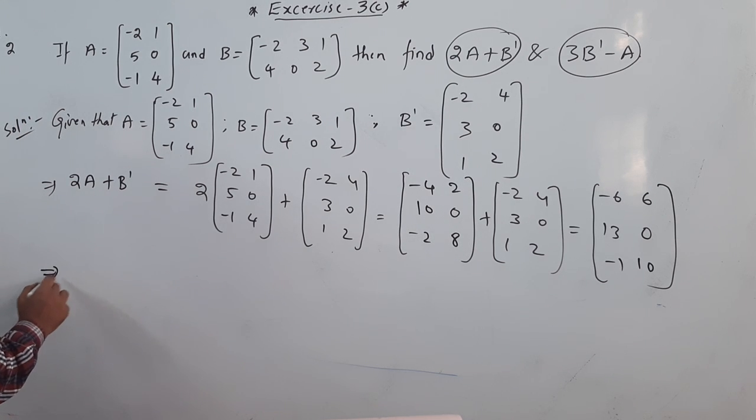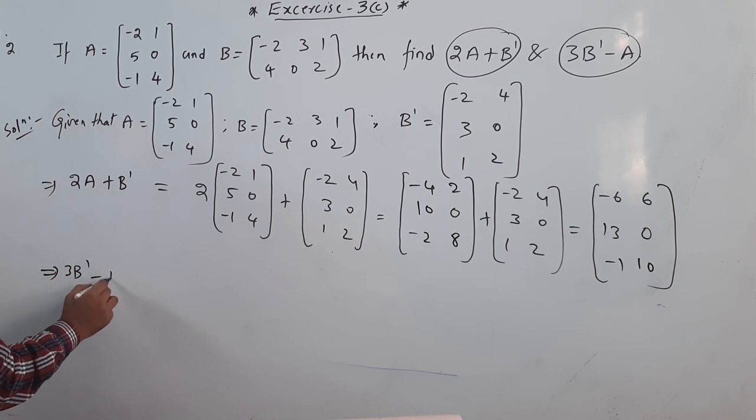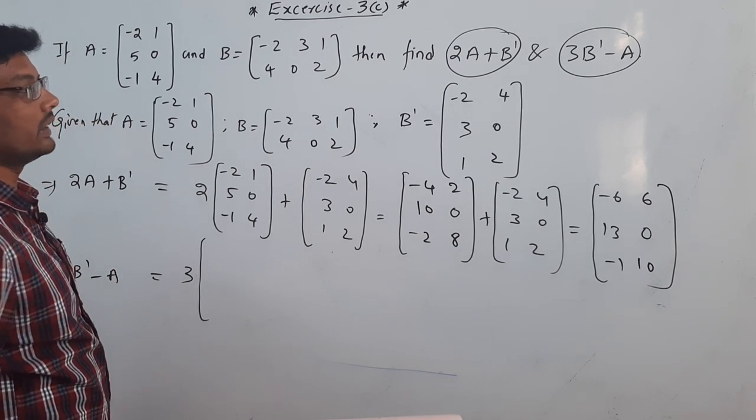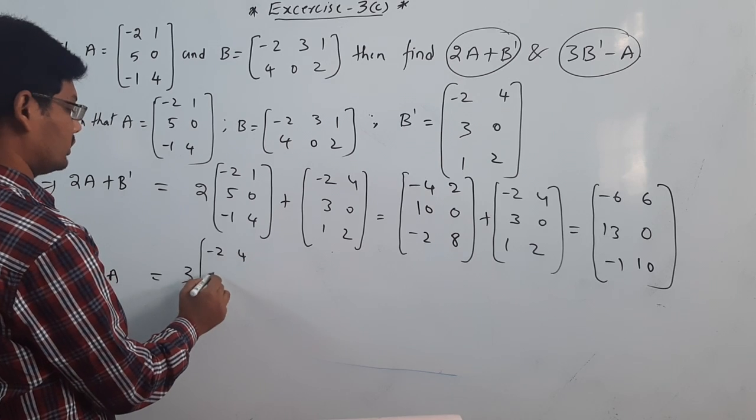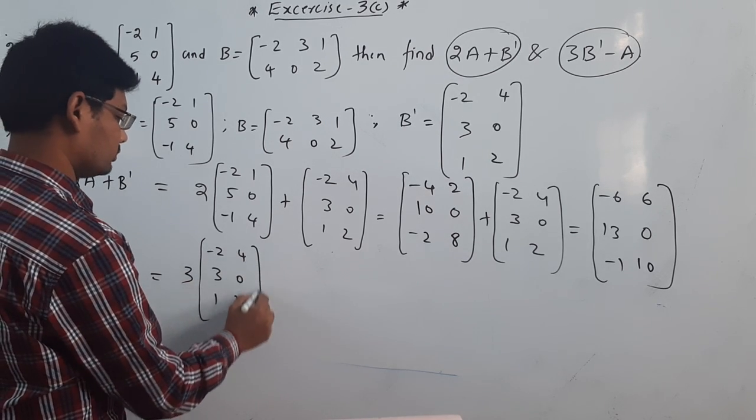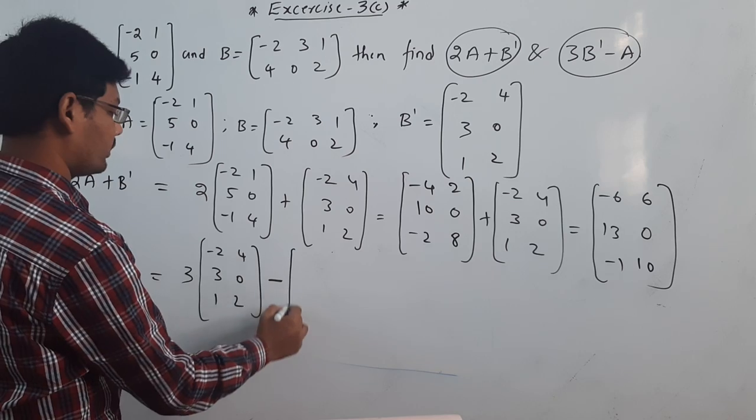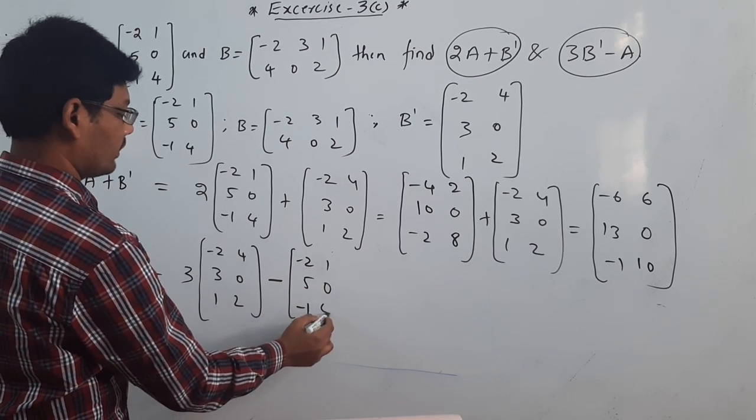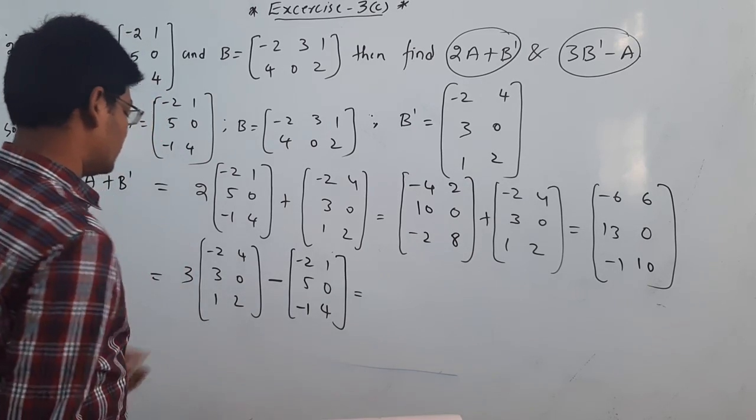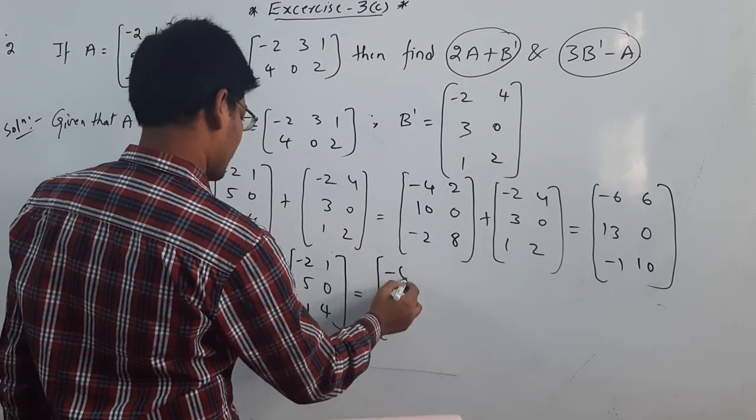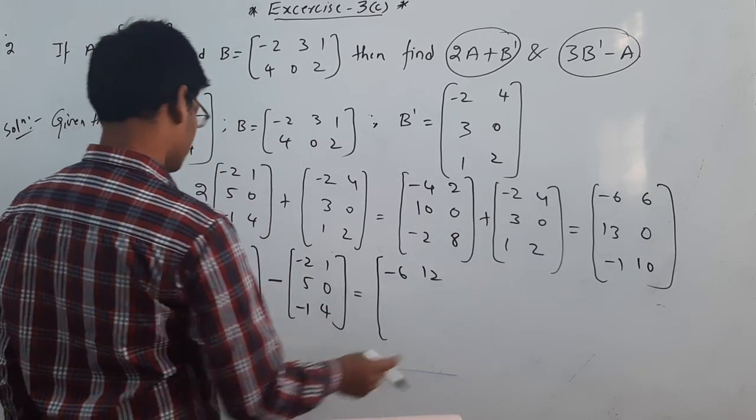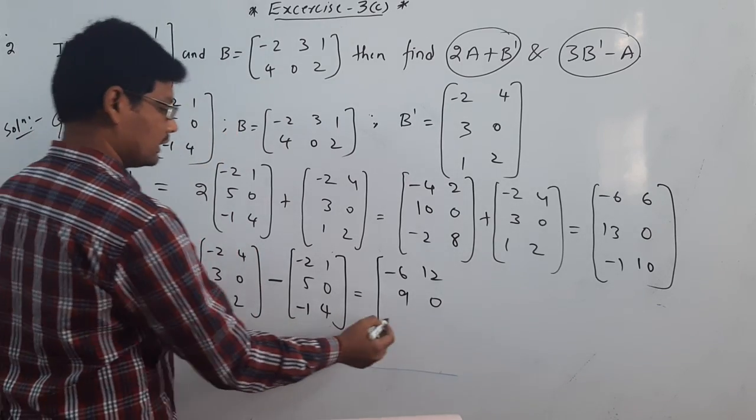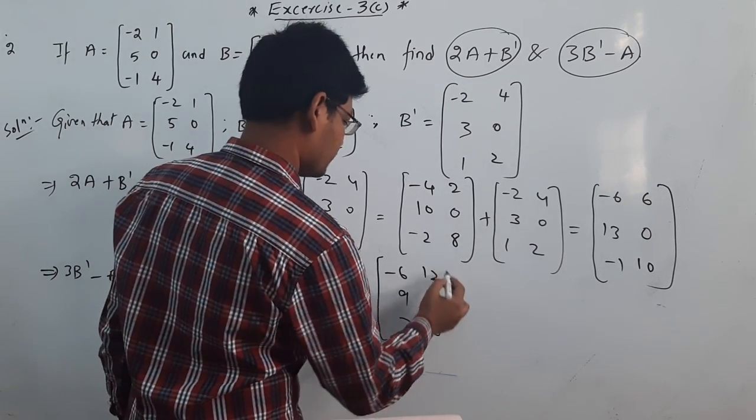The next question is 3B dash minus A. Here the scalar multiplication is with B dash. 3 into B dash is 3 into minus 2 4 3 0 1 2. Minus A, minus of a matrix. A is minus 2 1 5 0 minus 1 4. This implies 3 into minus 2 is minus 6, 3 into 4 is 12, 3 into 3 is 9, 3 into 0 is 0, and 3 into 1 is 3, 3 into 2 is 6.